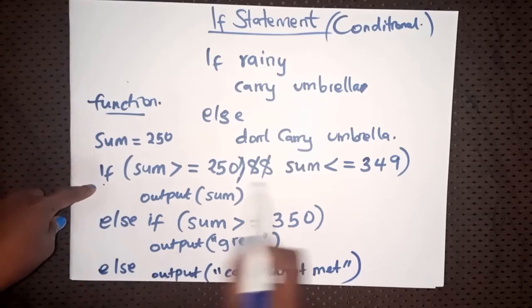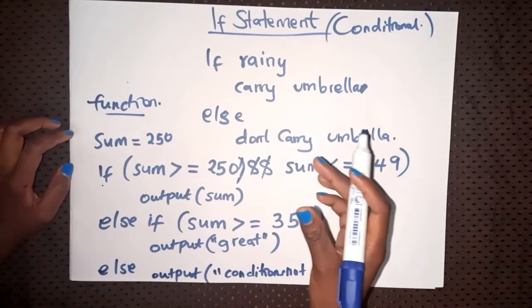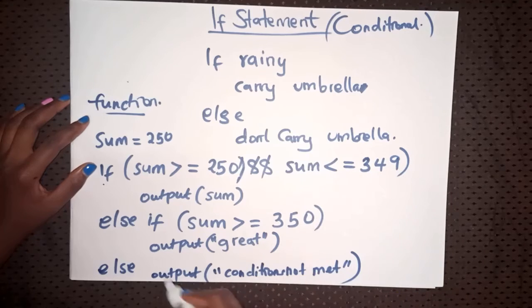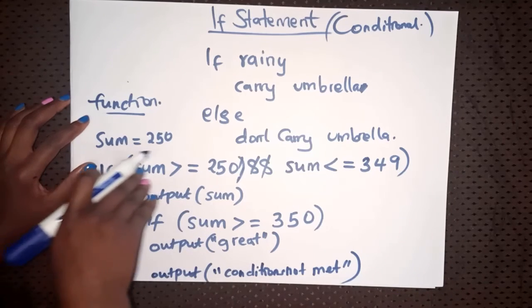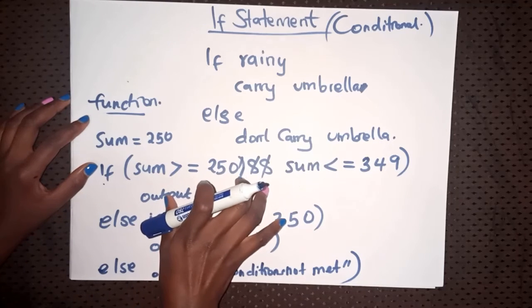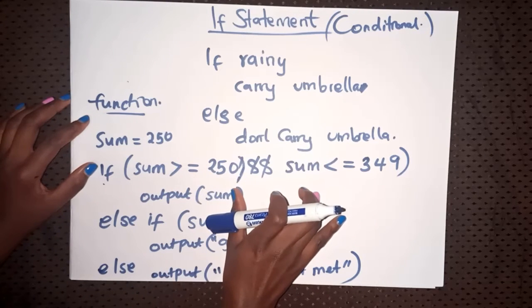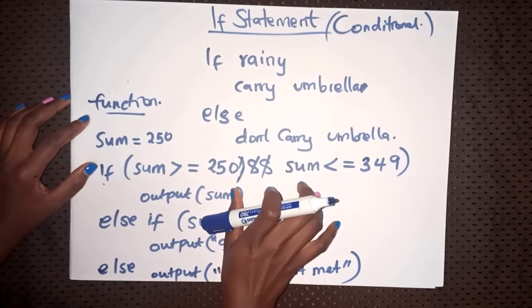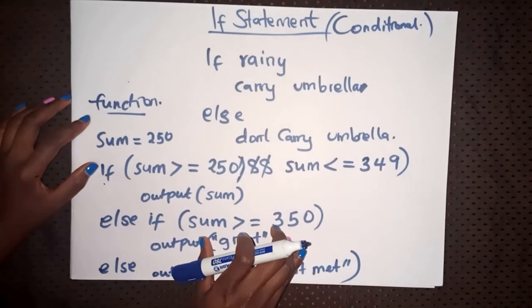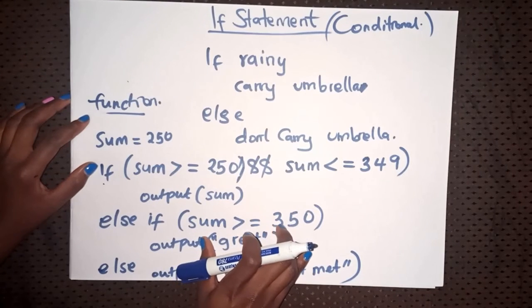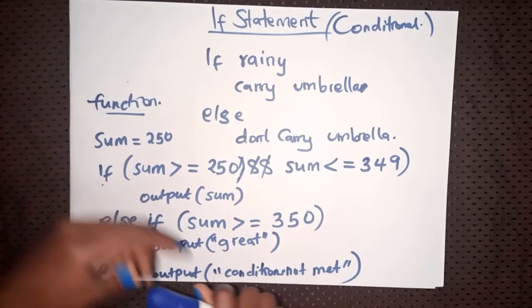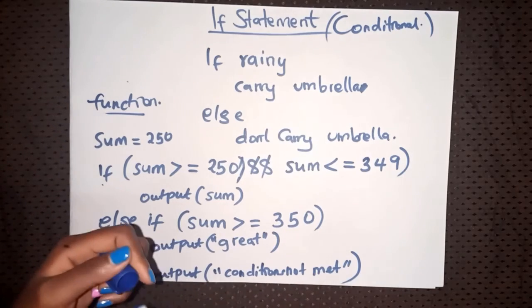So if just works with conditions. We want a certain condition to be fulfilled, and this is how we do it. You say the condition, then what should happen if the condition is met, and if the condition is not met, what should happen? What if another condition is met? What if no condition is met? Then output something different. Okay, so that's it for if statements.